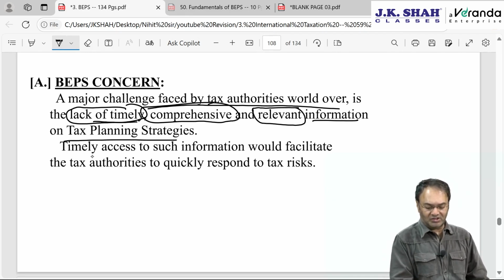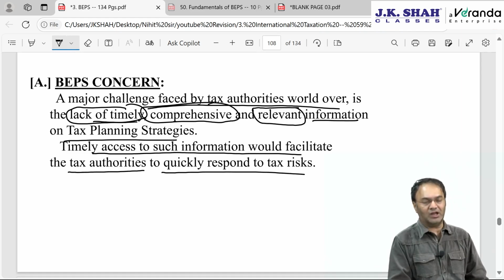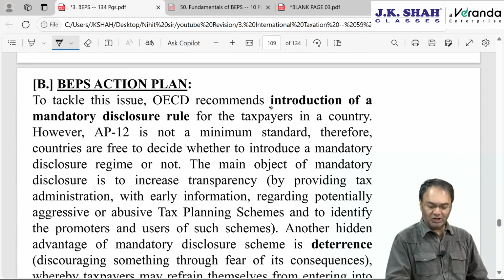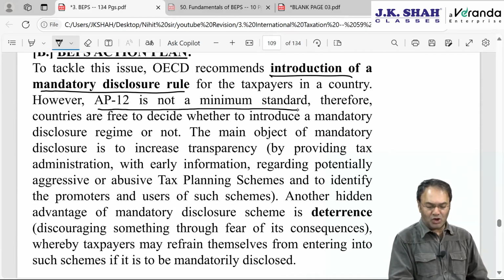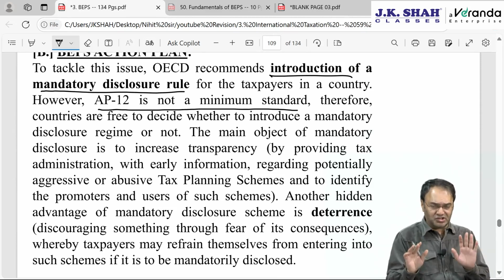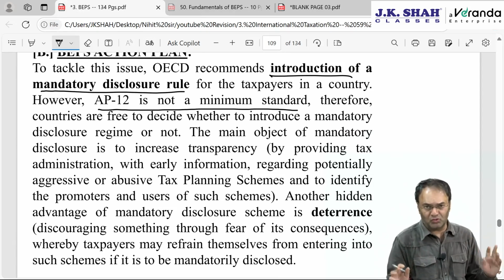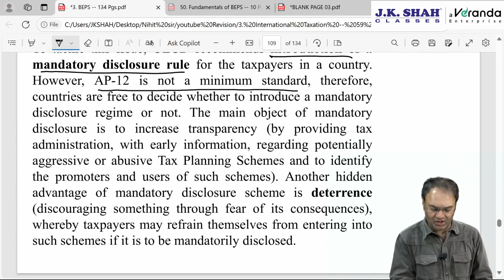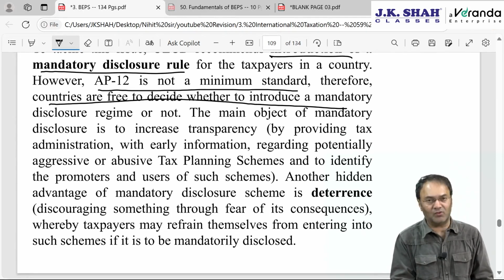Information on tax planning strategies. Timely access to such information would facilitate tax authorities to quickly respond to the tax risk. So OECD says introduction of a mandatory disclosure rule, Action Plan 12, is not a minimum standard. So OECD says this is not mandatory. Those countries who wish to make it mandatory, you come to us, we will provide you guidance. Countries are free to decide whether they want to introduce a mandatory disclosure regime or not.